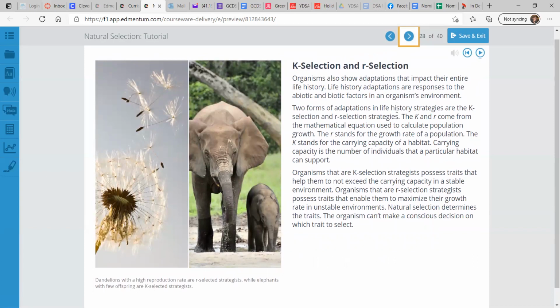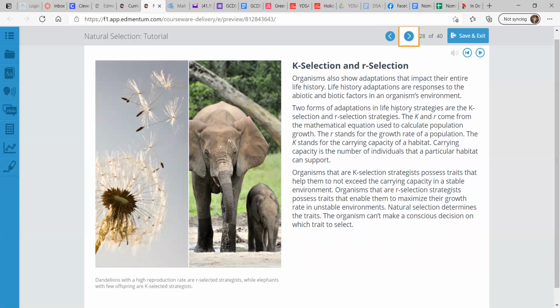K selection and R selection. Okay, so organisms also show adaptations that impact their entire life history. Life history adaptations are responses to the abiotic, the non-living, and the biotic, the living factors, in an organism's environment. And two forms of adaptations in life history strategies are the K selection and the R selection strategies.